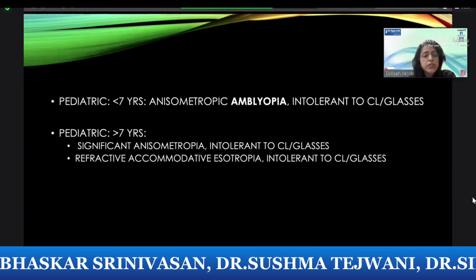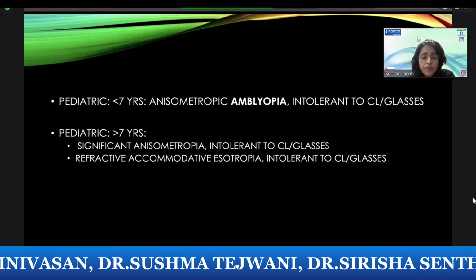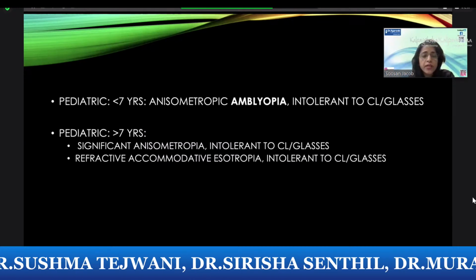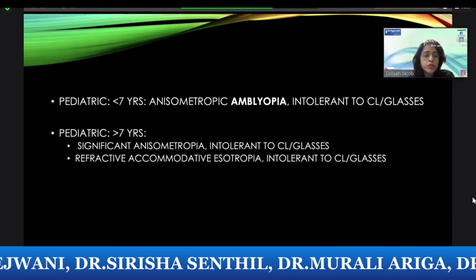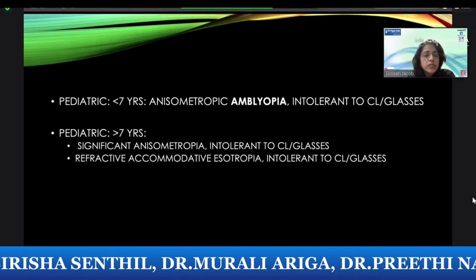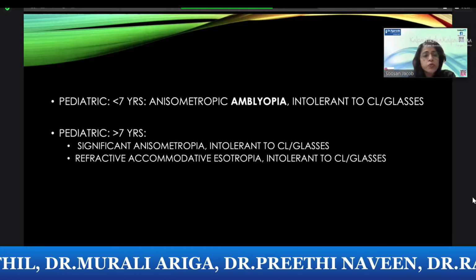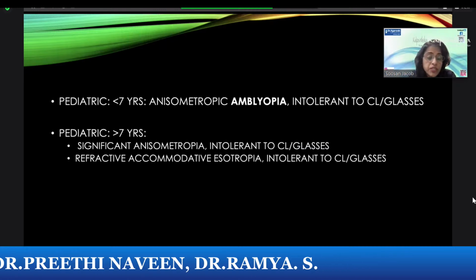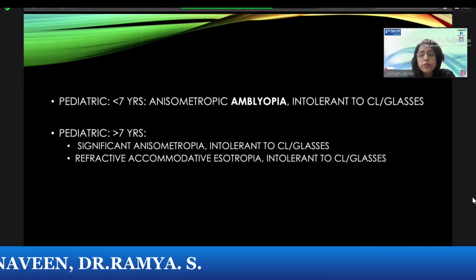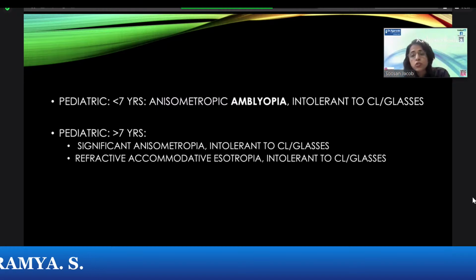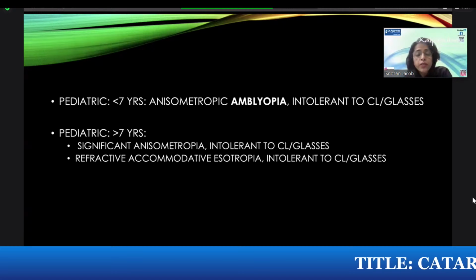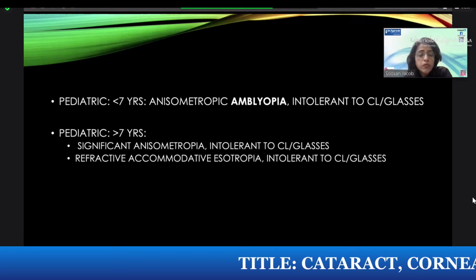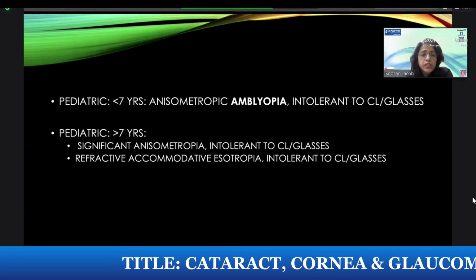So patient considerations: when do you do LASIK or refractive surgery? Generally, we know that the patient has to be an adult, which means at least 18 years, preferably 21 years and above. But there are certain situations where you also do it in pediatric age groups. One of them is when the patient is less than 7 years old. In that case, you could do it in a case of anisometropic amblyopia, where the patient is intolerant to contact lens. And between 7 and 18 years, also sometimes if there's a significant anisometropia, a patient who's intolerant to contact lens and glasses, you would still want to do it. And all of these are, of course, to basically avoid amblyopia.